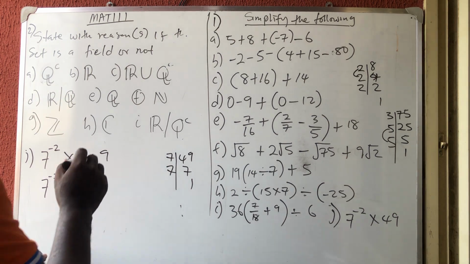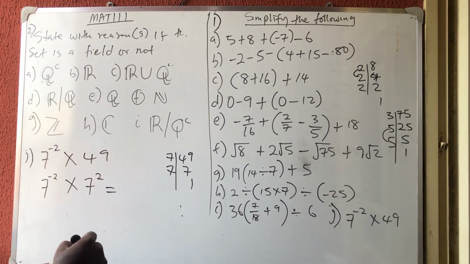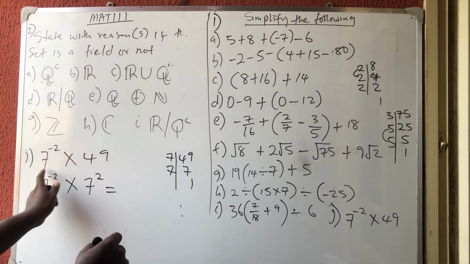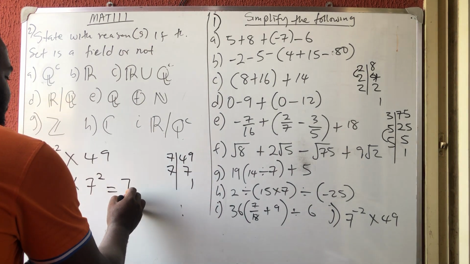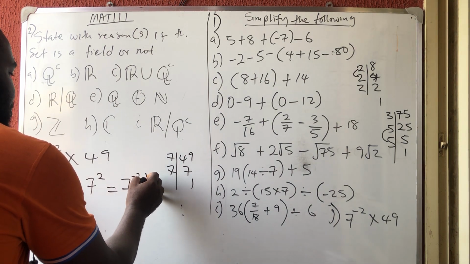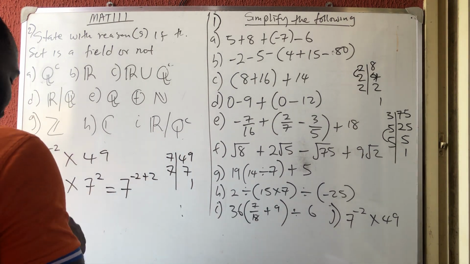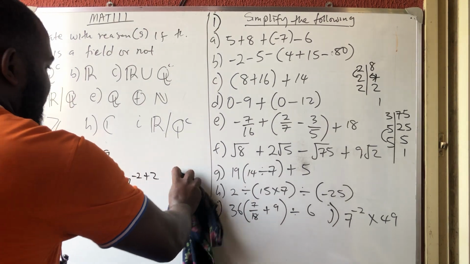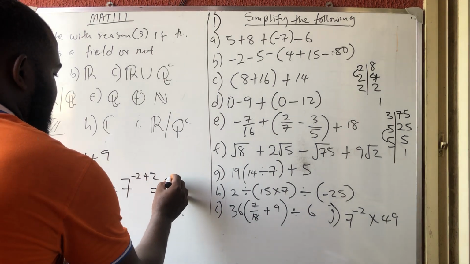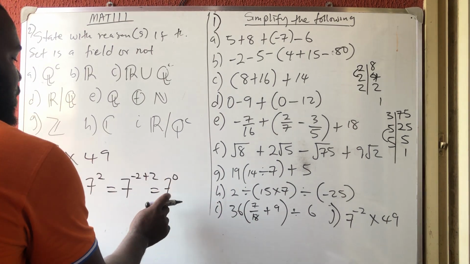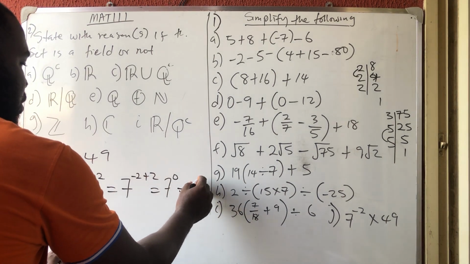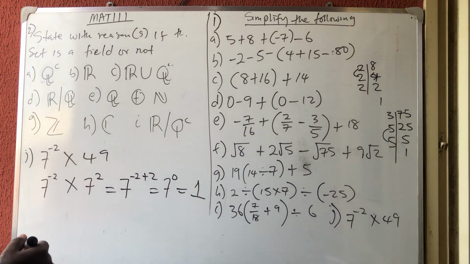Okay? And there is what indices said. Indices said if the bases are the same, I can add the powers. So I can take one of the bases and say minus 2 plus this 2, because of times I'm adding. So what do you have now? Minus 2 plus 2 is 0, which is 7 raised to power 0. And according to indices, something raised to power 0 gives me 1. So 1 is the answer.